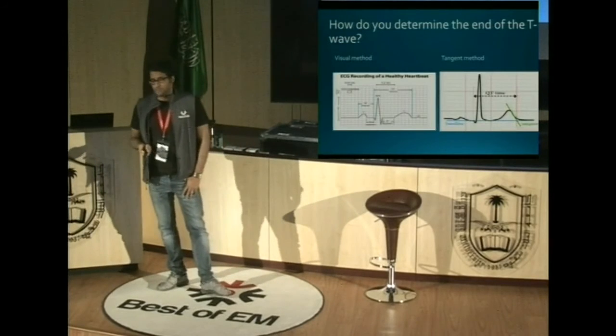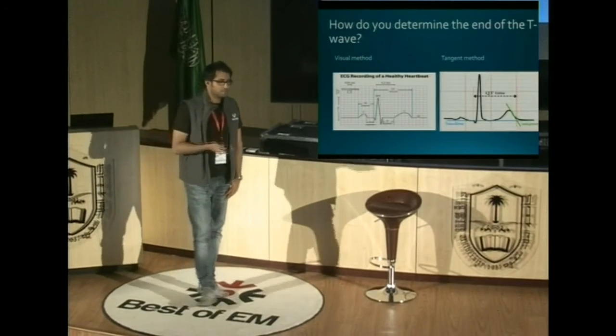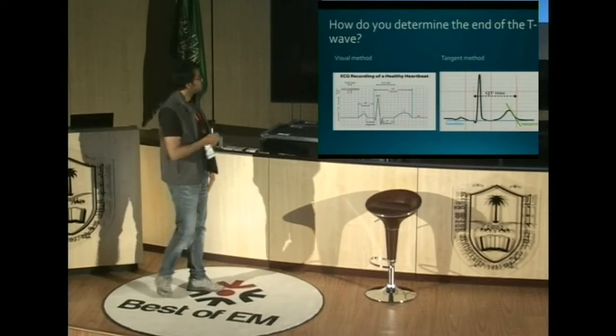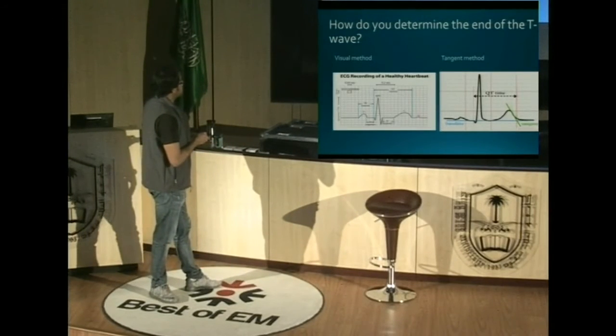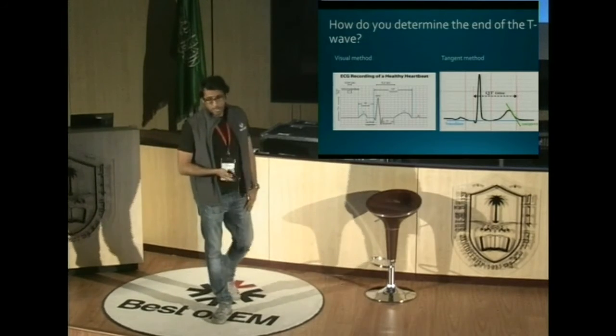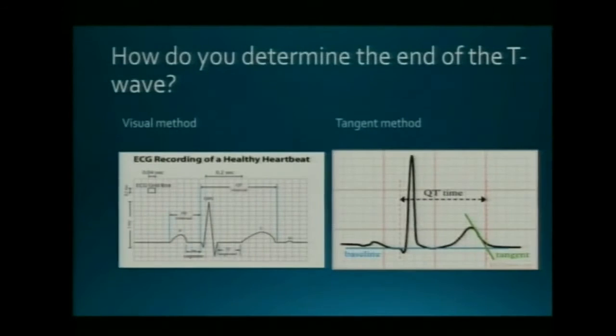So to do it manually, there are two methods. The tangent method, which is reliable and accurate. So you draw a tangent here and you take the intersection between this line and this line. But the visual method is more conservative. Here you can miss a couple of millimeters. So I would do the visual method, unless the end of the T wave is not clear. Then I would do the tangent method.